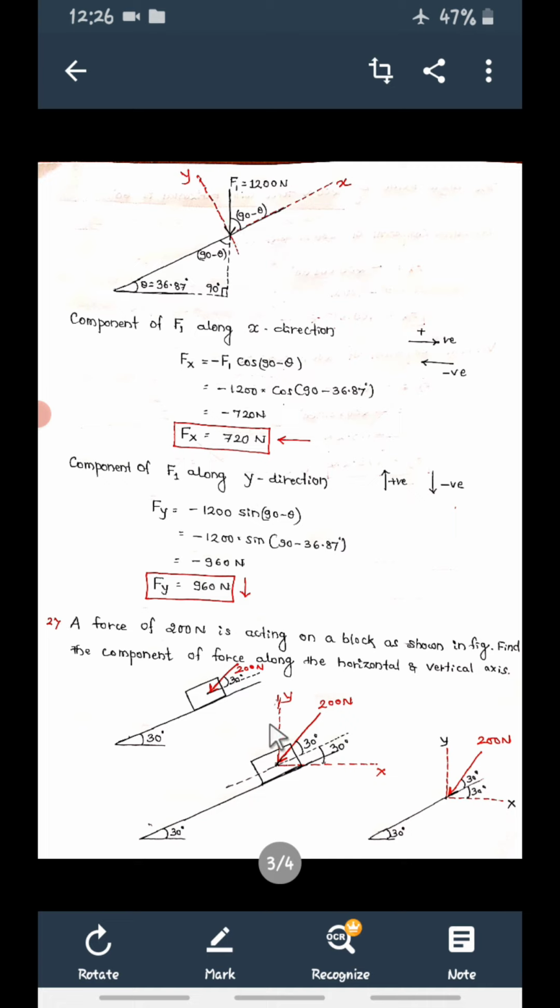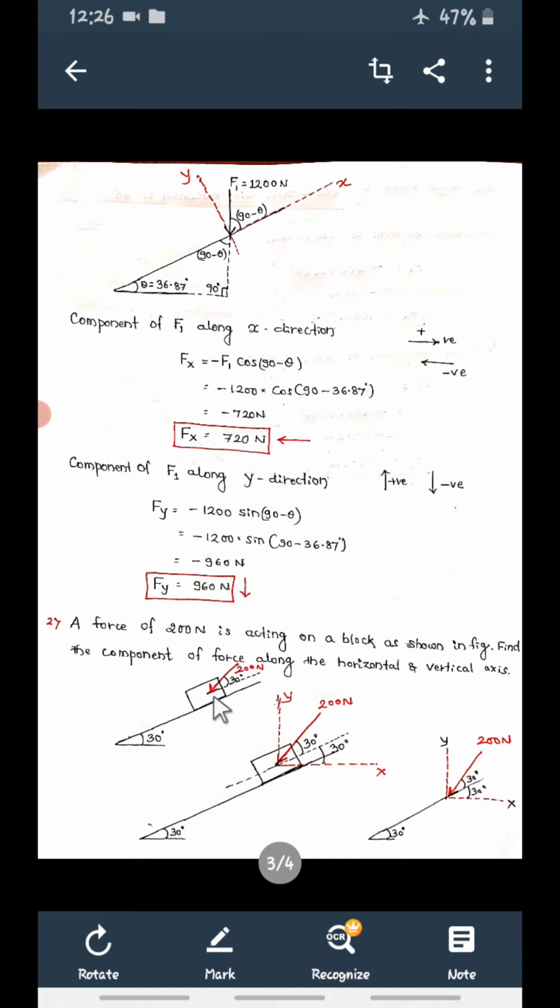So similarly, in this second problem, a force of 200 Newton is acting on a block. So there is a block, and this block is kept on an inclined plane. Again, this is the inclined plane, and over this inclined plane there is a block as shown in the figure. Find the component of force. Now the force is acting here. This is the force, 200 Newton.